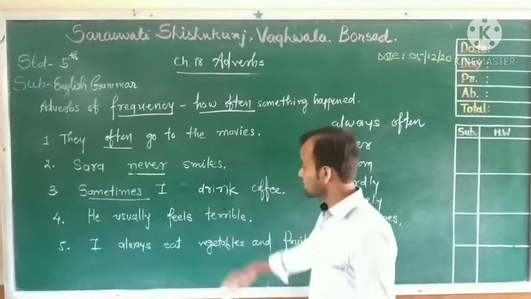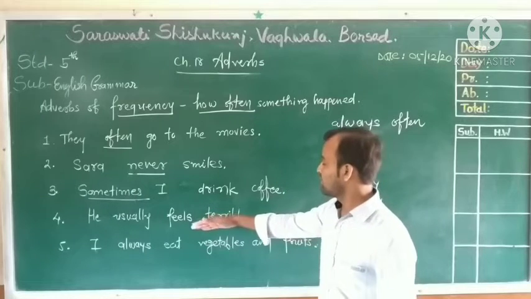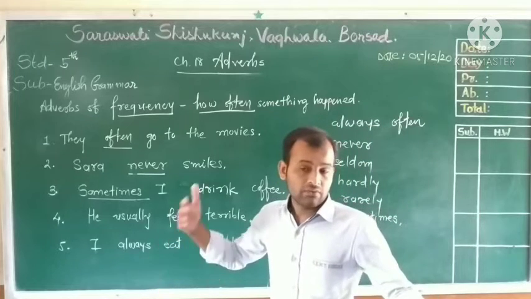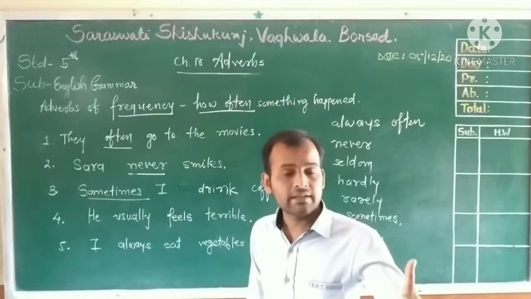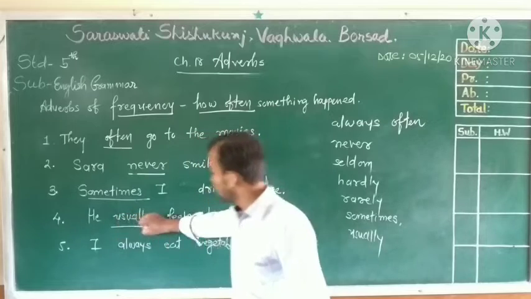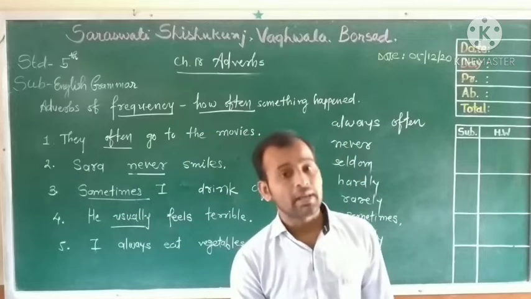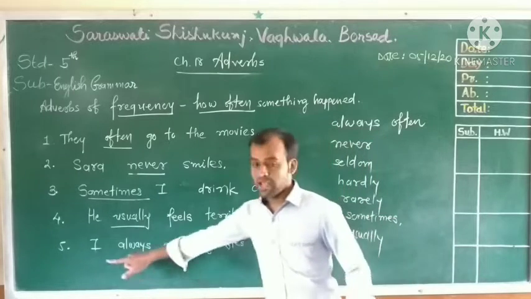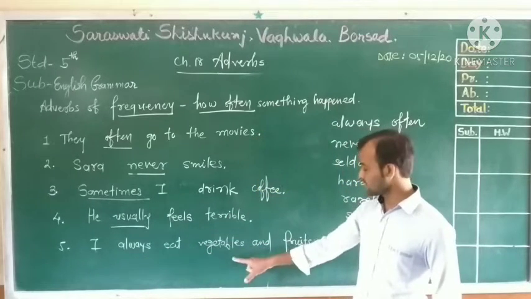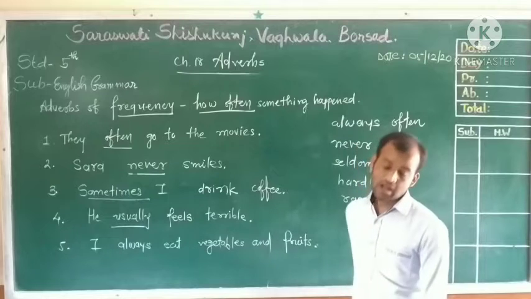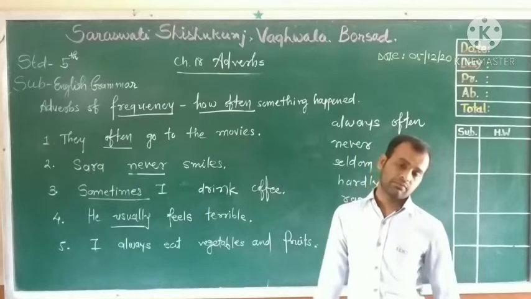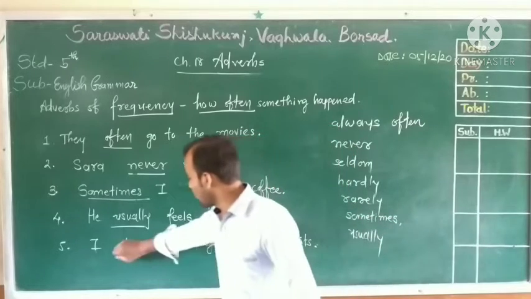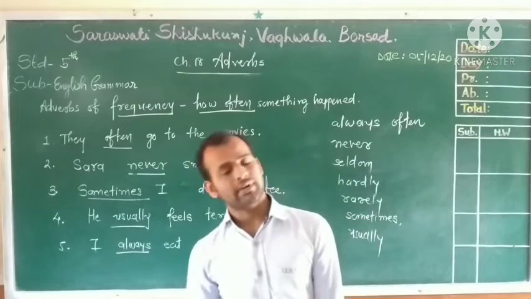Let's see, dear students. He usually feels terrible. How often does he feel terrible? So you will say usually. He usually feels terrible. That is the adverb. I always eat vegetables and fruits. How often do you eat vegetables and fruits? So you can say I always eat. So "always" is the adverb of frequency.